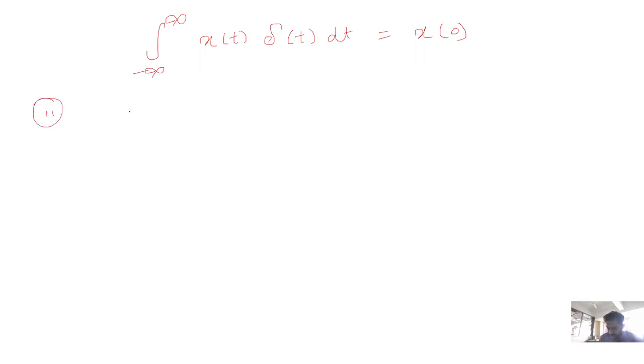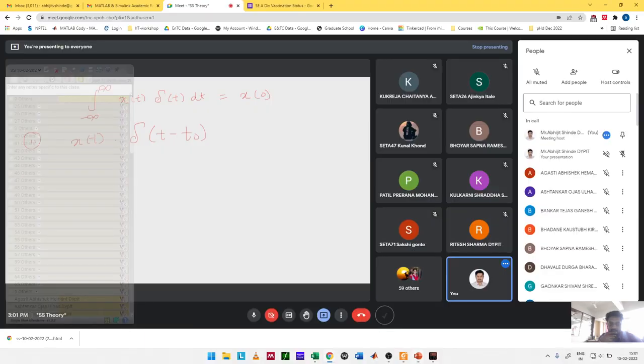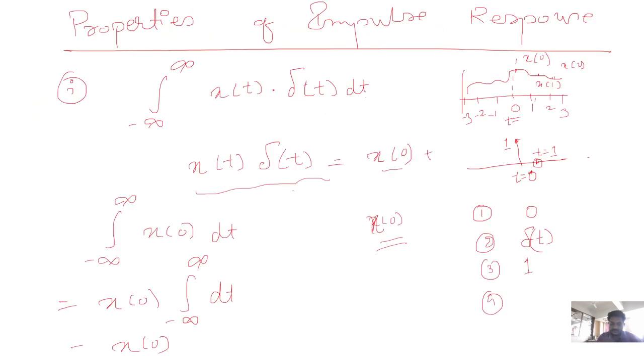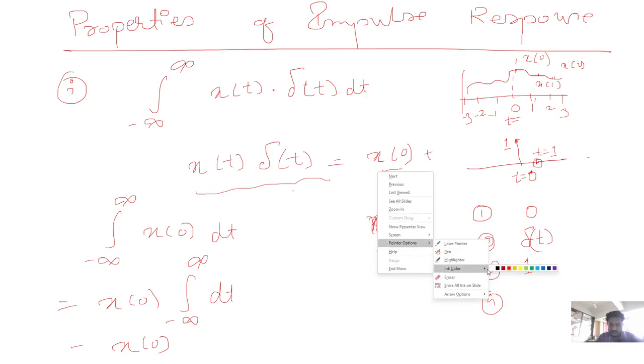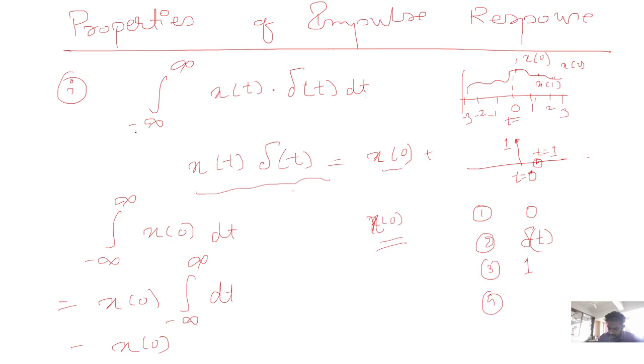Second property. Similarly, say x of t into del of t minus t 0. What will be the value of this? You need to refer to this one. You might understand the answer by looking at this one.